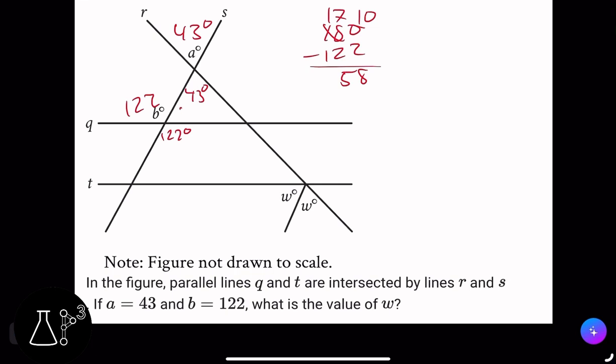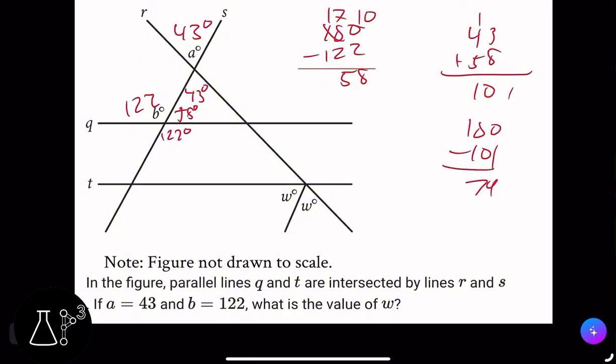So 58 over here. Now if I do 43 plus 58, I can look for the angle measure over here. 43 plus 58 equals 101. So the missing angle measure is 180 minus 101, which equals 79. So this angle measure equals 79, right over here. Remember what we went through in the beginning of the video: whenever we have two parallel lines, the corresponding angle measures equal each other. So 79 is corresponding here and here as well.